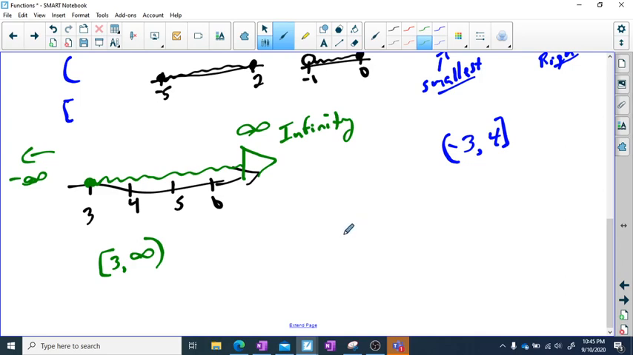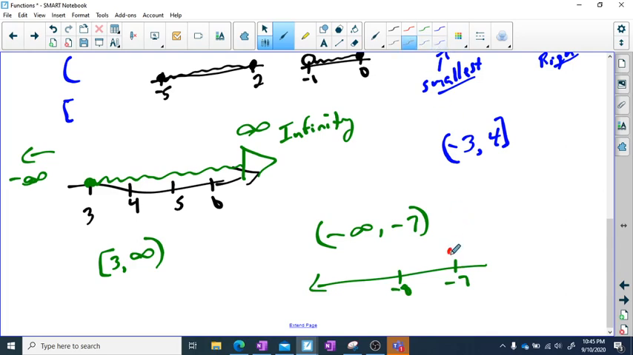Let's suppose I said to you, I want negative infinity to -7. I'll put a round bracket on that one. Give me a demonstration of what I am talking about here. Well, negative infinity is here forever. Let's put -7 here, so -8 would be here. This basically means all the numbers that go from negative infinity, that's the smallest, which is over here, all the way up to -7. So it's this set of numbers. That's what I'd be referring to.